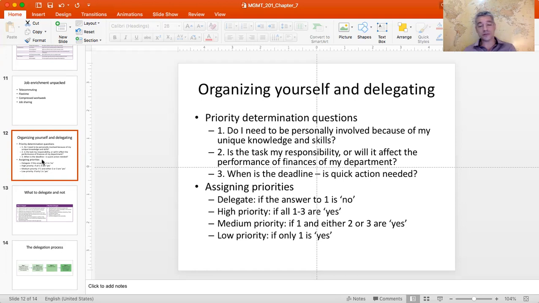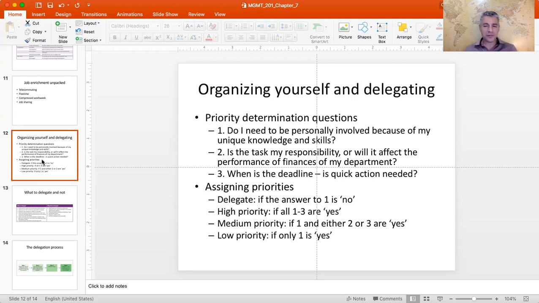And then if you answered yes to question one, this is something that you have to be personally involved in, you have to assign priorities. Right? So high priority, medium priority, and low priority. If you answered yes to questions 1 through 3, right? So you have to do it. It will affect the performance or finances of your department, and it has to be done quick. This is a high priority. You absolutely have to do it now yourself.